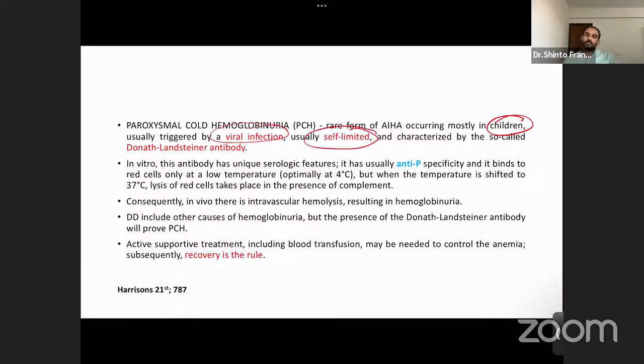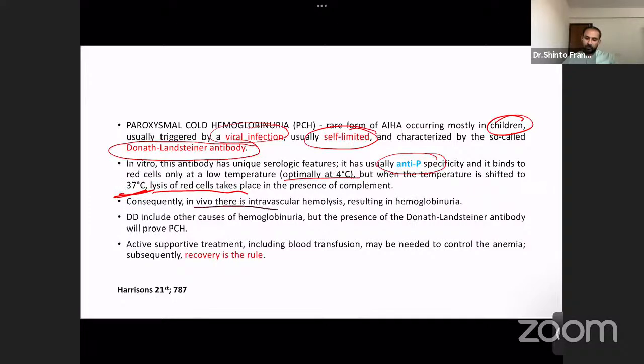These points you have to remember as bulleted points, which I have highlighted in colors. It is the so-called Donath-Landsteiner antibody. It is a unique feature: it has anti-P specificity. The question showed anti-I specificity, but it is against the P antigen. It binds to red cells only at low temperature, optimally at 4 degrees, but when it shifts to 37 degrees, lysis occurs.